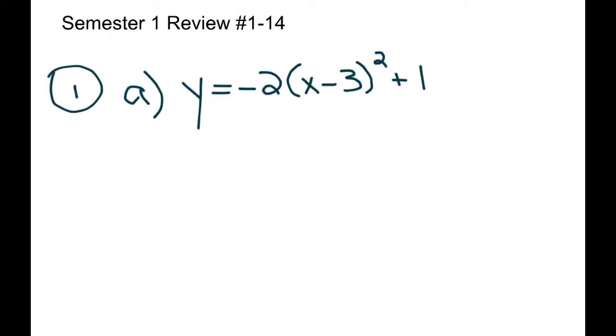This is the semester 1 review. We're going to talk about problems 1 to 14. Problem 1 says describe the transformation of each graph.